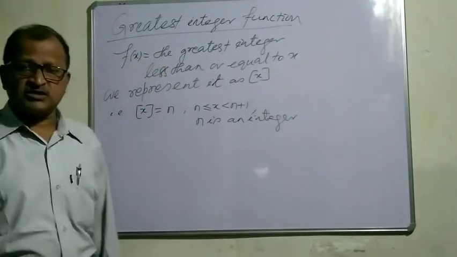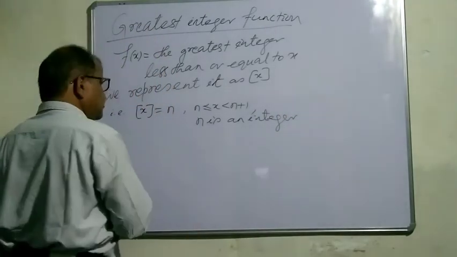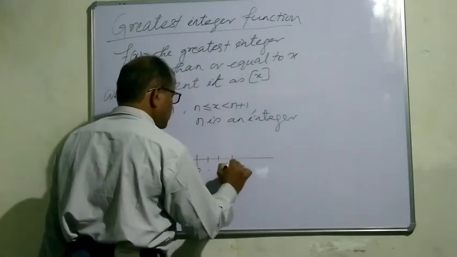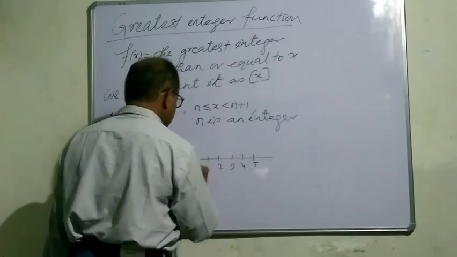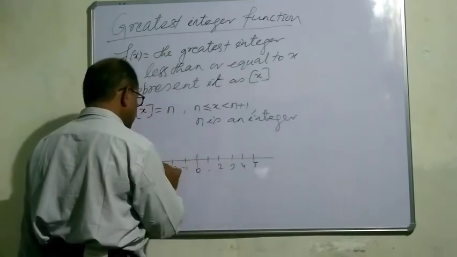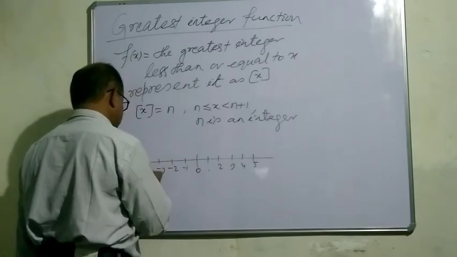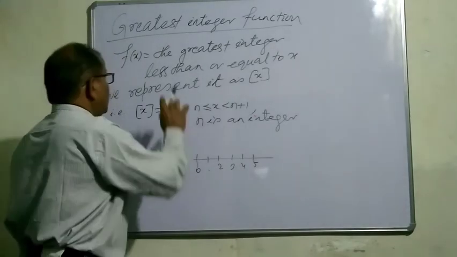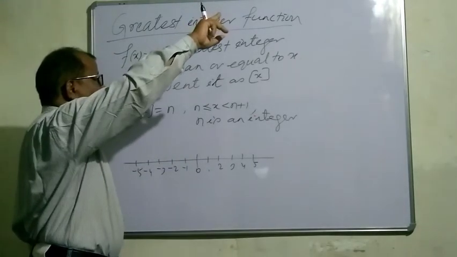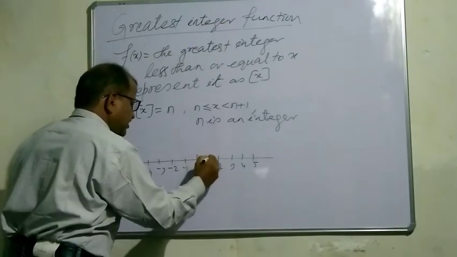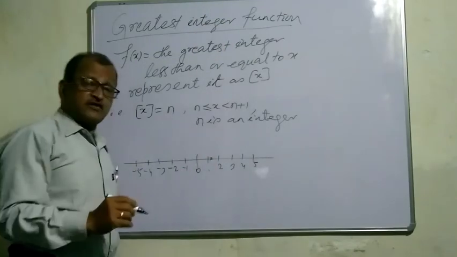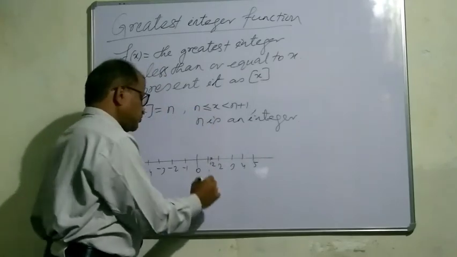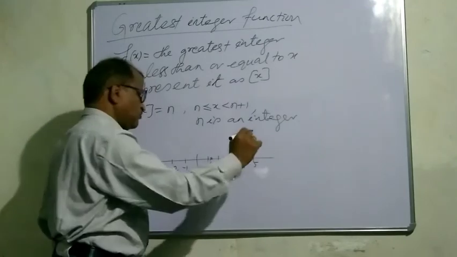Very simple to understand. Let us come to the number line. This is 0, 1, 2, 3, 4, 5, like this, and -1, -2, -3, -4, -5. This is your number line. So what is this? The greatest integer less than or equal to x. Suppose I take a point here, which means greater than 1 but less than 2. Say it is 1.2. Suppose x is equal to 1.2.